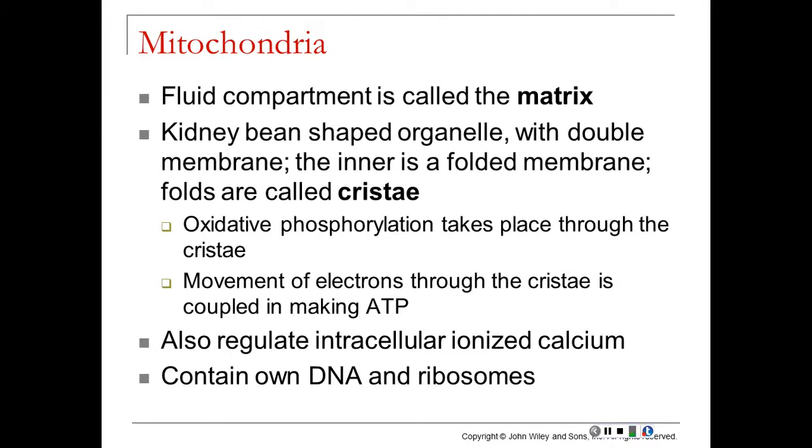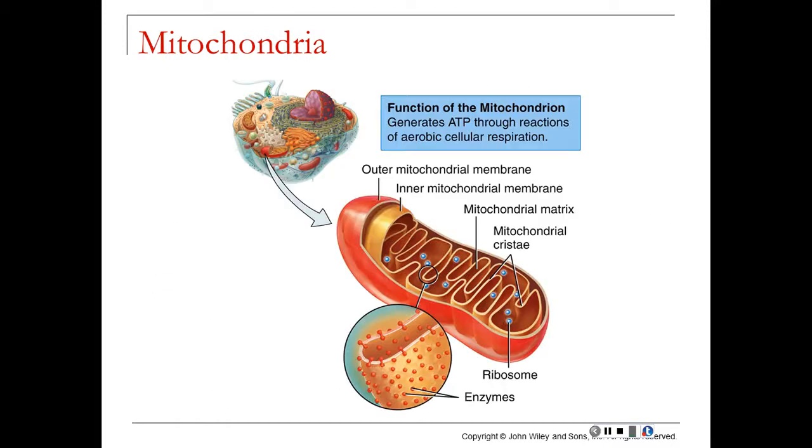The mitochondria has a fluid-filled compartment called a matrix. It has a double membrane. It's kind of a kidney-shaped organelle. The inner folded membrane is called the cristae. Oxidative phosphorylation takes place here. Movement of electrons through the cristae helps to make the ATP, which is needed for cellular energy. They also help to regulate intracellular calcium levels. Mitochondria themselves contain their own DNA and their own ribosomes.